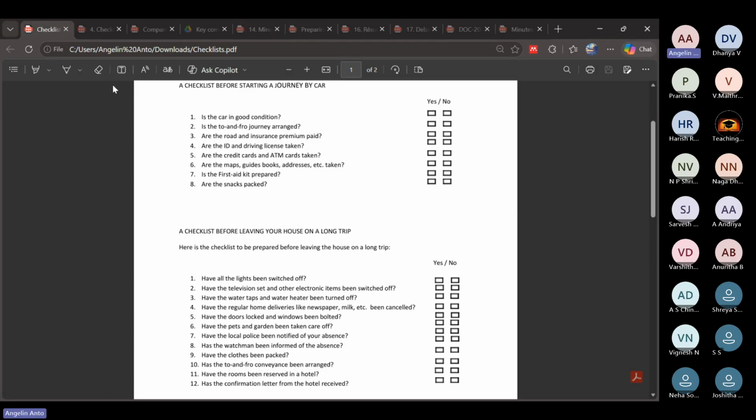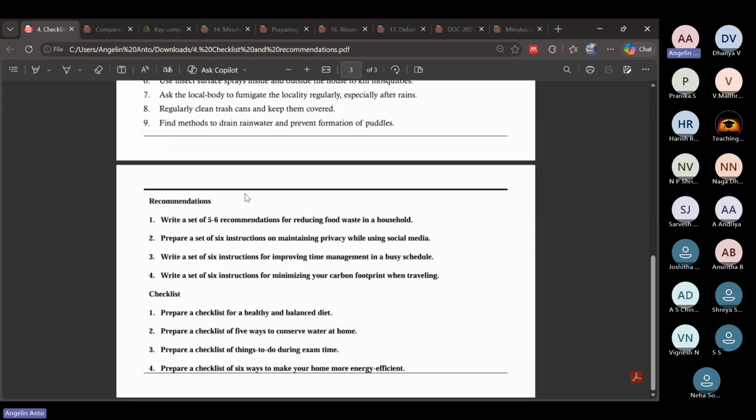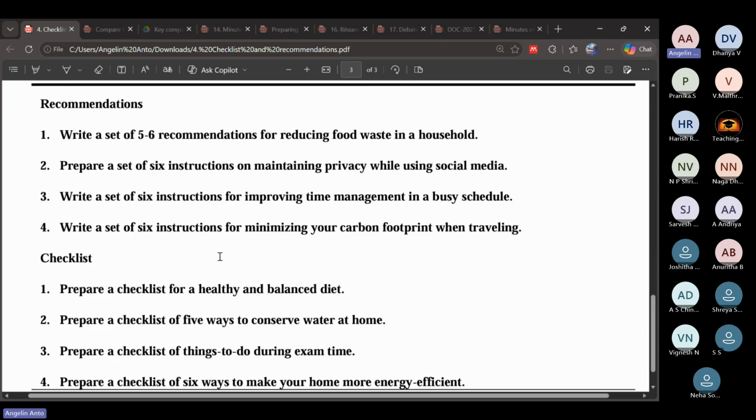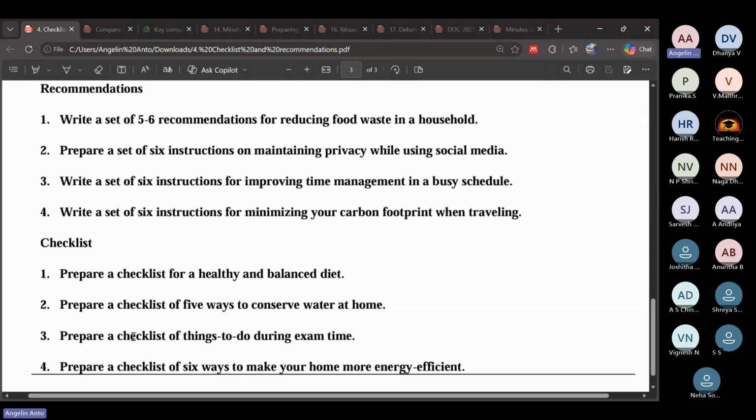Okay. Now, immediately after checklists, we have something called recommendations. So the main difference between a recommendation and a checklist is this. For a recommendation, write 5 to 6. So write some recommendations for reducing food waste.